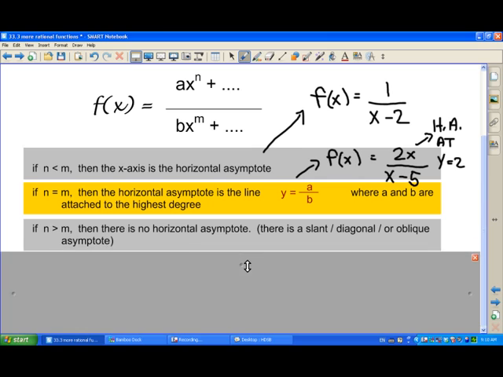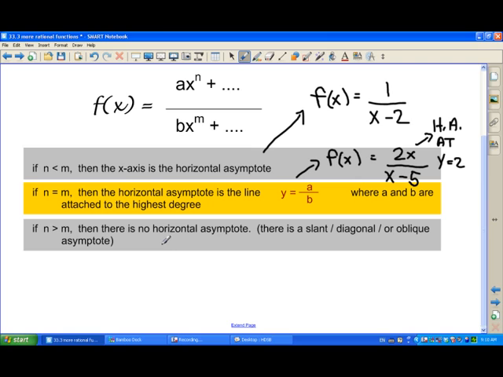And then the third case, and we're going to look at this later, is when the degree on the top is higher than the degree on the bottom. There's no horizontal asymptote, but as we're going to see in the next week, we might get a slant or a diagonal asymptote. This would be something like f of x equals x squared over x minus 2. There's no horizontal asymptote, but there might be a slant, a diagonal, or an oblique asymptote.